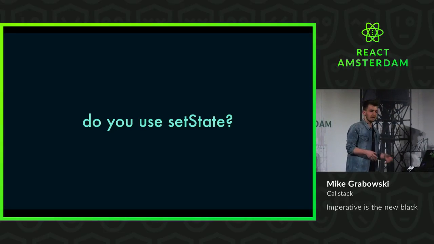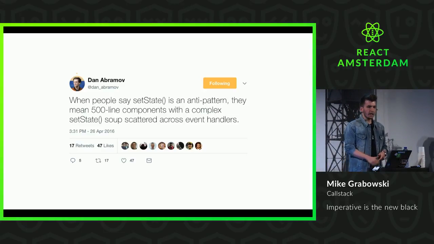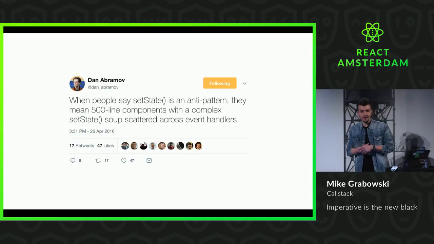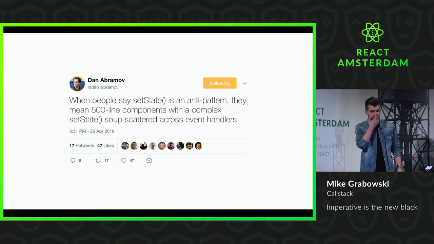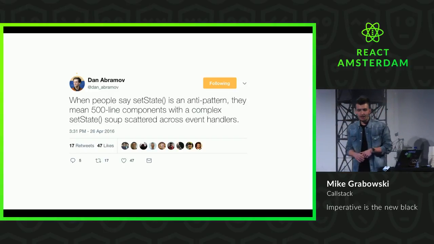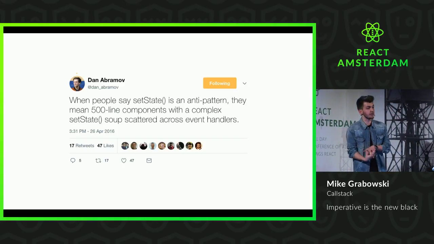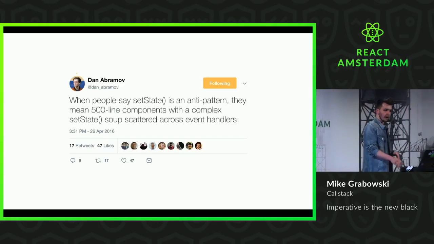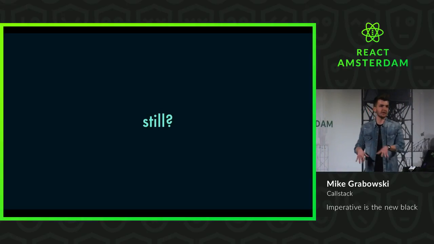All right. So that's a lot of people. And so Dan Abramov said recently, which was a year ago, time flies, or actually 2, but it's okay. When people say setState is an anti-pattern, they mean 500-line components with a complex setState soup scattered across event handlers, right? So how many of you would use state again after reading this?